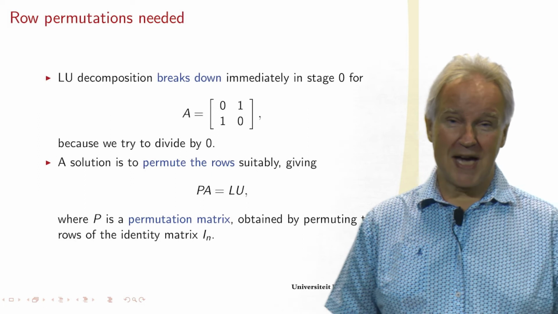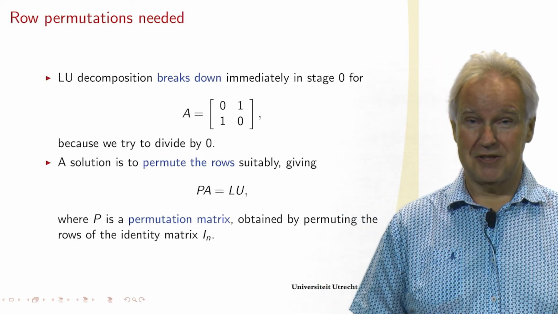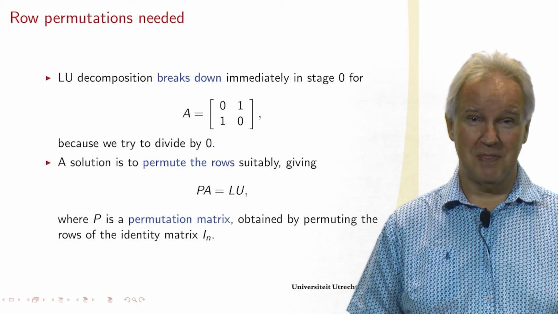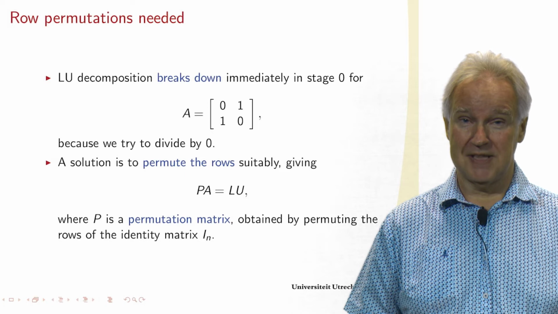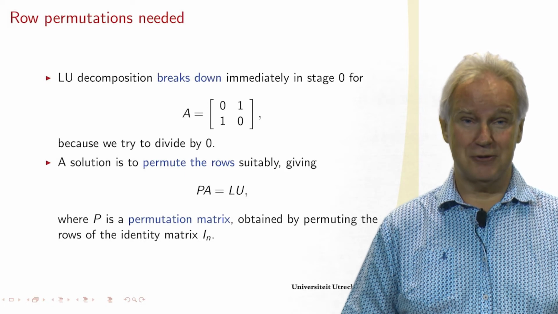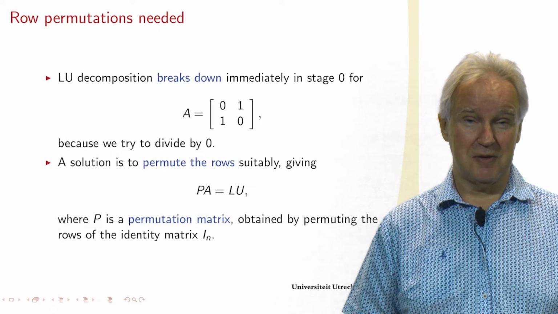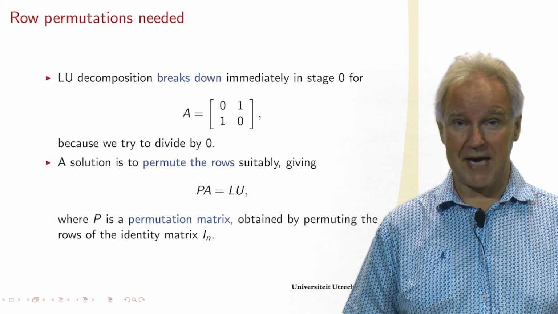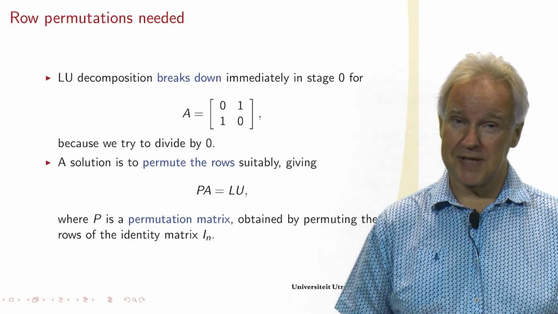Well, if you try this algorithm on the matrix A, which is 0, 1, 1, 0, you see that the first element is a 0. That's a diagonal element where we're trying to divide by that element. So obviously the algorithm will break down immediately. So what's the solution to that?